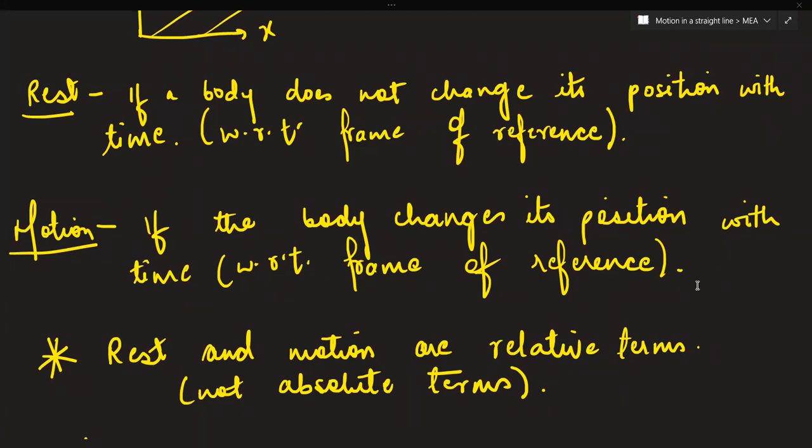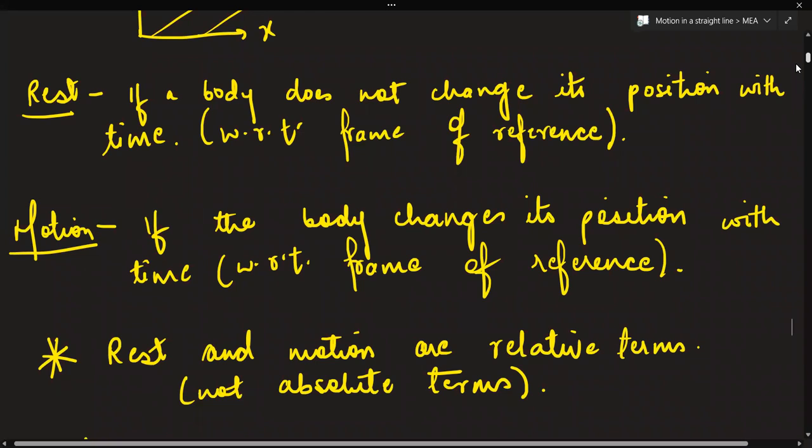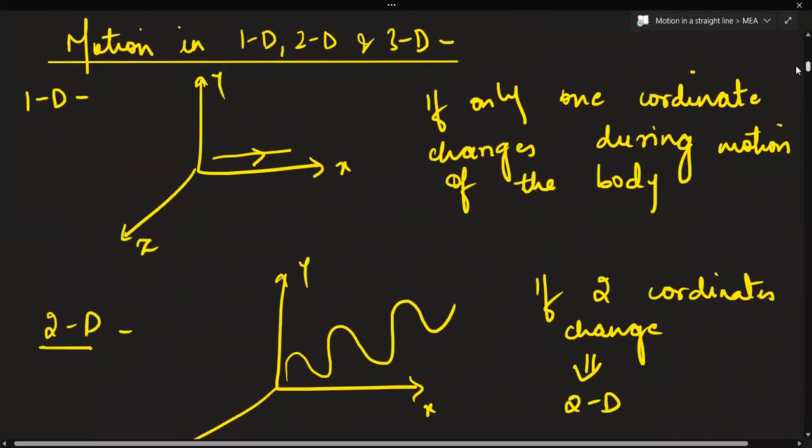Fine. So rest and motion both are relative terms. Now see, these are all the introductory points. Motion in 1D is there, motion in 2D is there, motion in 3D is there. So you have the three axes. If only one of these axes changes, let's say only the x coordinate or only the y coordinate changes, it simply means the body is moving in a straight line. You call it motion in 1D. That is your chapter's name, motion in a straight line.